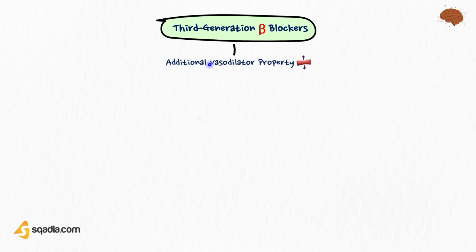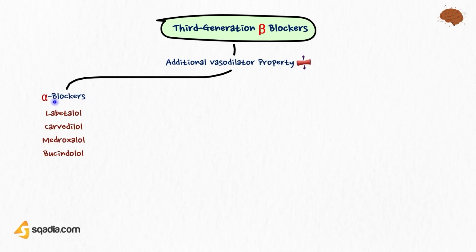Here we have an additional vasodilator property which causes vasodilatation. It can be due to various ways and effects. We will discuss each of them. First is alpha blockers, in which the most important drugs included are labetalol and carvedilol. They block the alpha receptors also, and they cause vasodilatation. Medroxalol and bucindolol are also included.